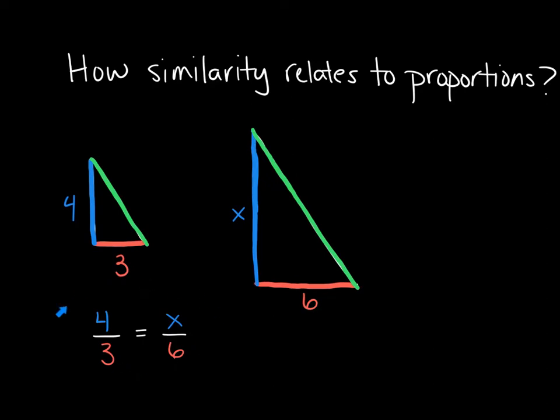So 4 over 3 is equivalent to x over 6, which is what I have here. Now I use what I know about proportions to solve for x. Well, 3 times what number is 6? We know that is 2. So if we multiplied this denominator times 2 to get to the new denominator, we need to do the exact same for the numerator. So 4 times 2 gives us x, while 4 times 2 is 8, so that means that x equals 8, and therefore this side length up here is 8.